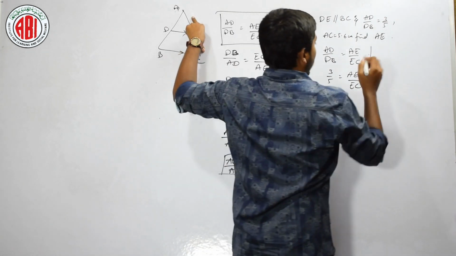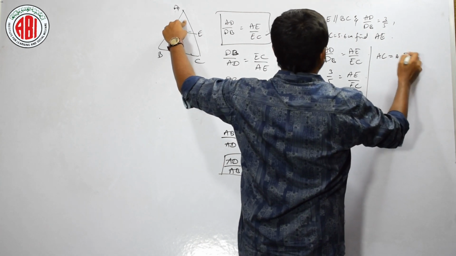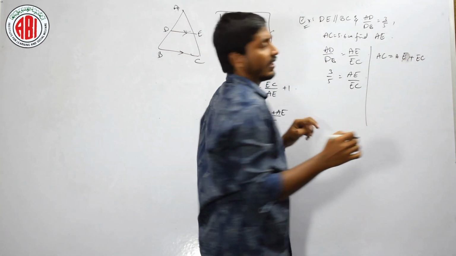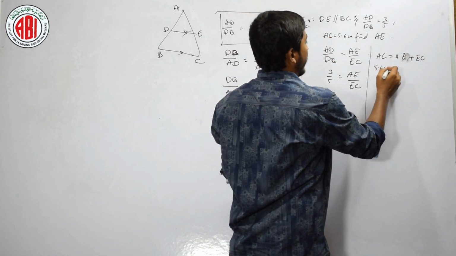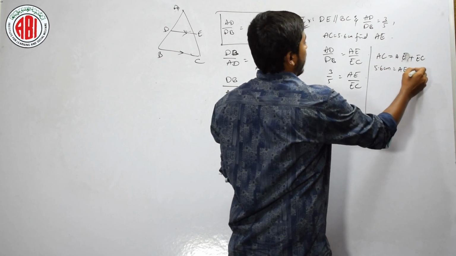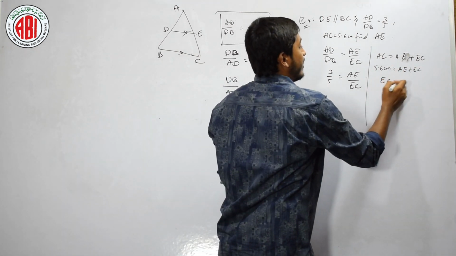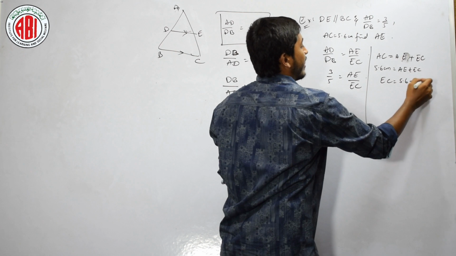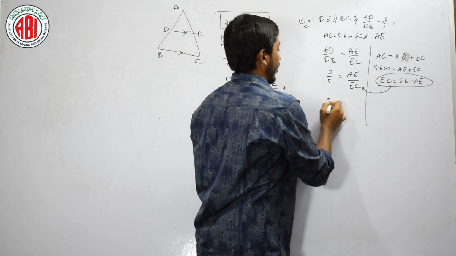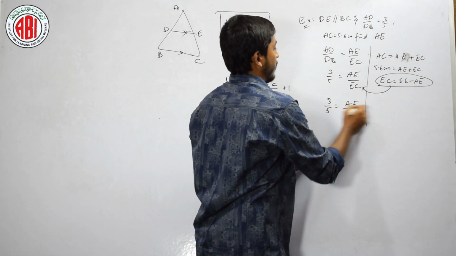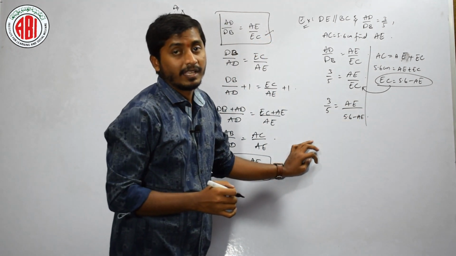If we observe here, AC is nothing but AE plus EC, right? Yes or no? What is the value of AC given? 5.6 centimeter. AE we have to find. EC we can directly apply here. That is, we can write EC as 5.6 minus AE. Can I directly substitute it here? Yes, we can. Therefore, 3 by 5 is equal to AE by 5.6 minus AE. Isn't it? Yes or no?